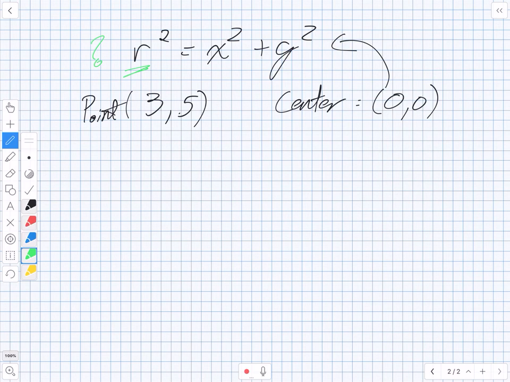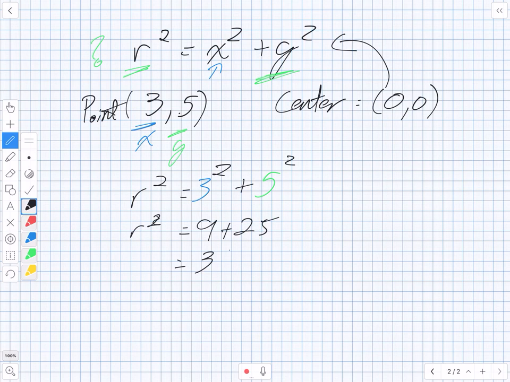So what we're actually going to do is plug these values in. This 3 is going to go in for the value of x, and this 5 is going to go in for the value of y. And we're going to isolate for r in this case. So we have r squared is equal to 3 squared plus 5 squared. Okay, so r squared is equal to 9 plus 25, equal to 36. Now, to get the r by itself, we technically find the square root of both sides.